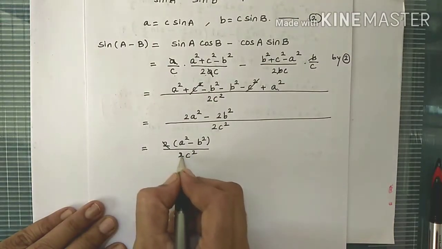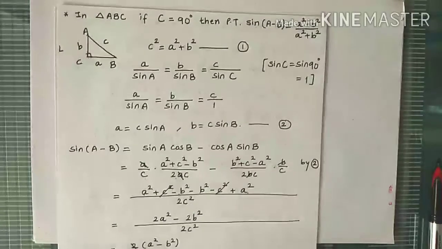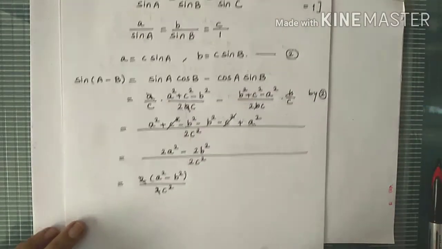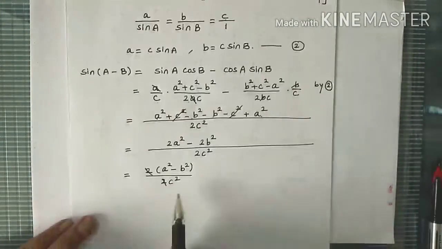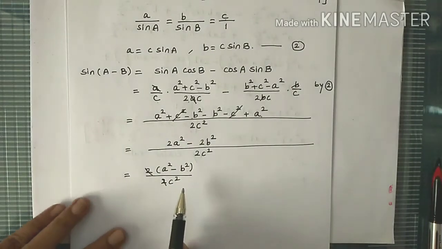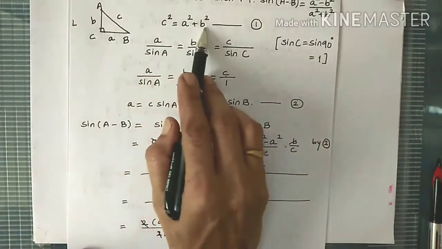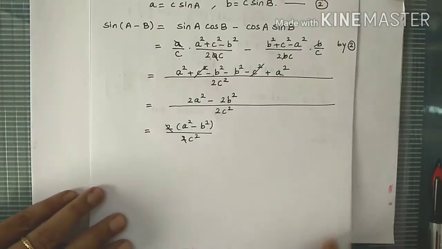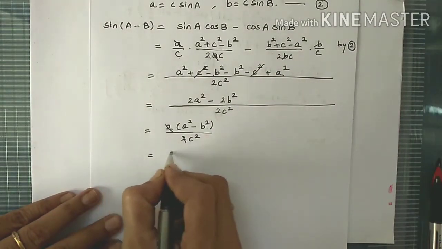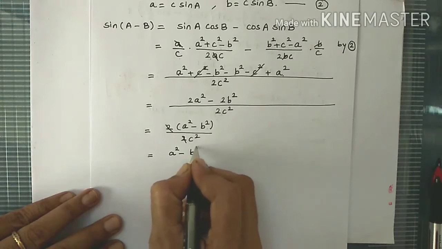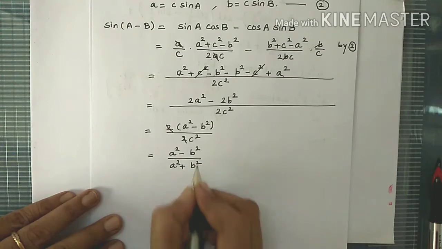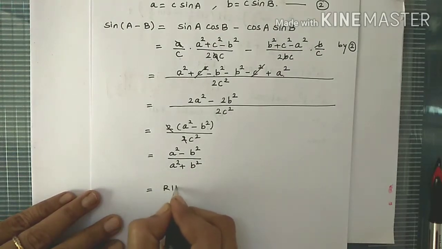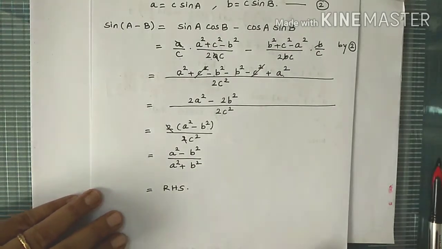Now 2 gets cancelled. So in the right hand side, the numerator is A square minus B square. Now we have that A square minus B square. In the denominator, we have to prove that it is A square plus B square, and now we are having the denominator as C square. But by equation 1, C square is A square plus B square. So we can replace this C square by A square plus B square. So A square minus B square divided by A square plus B square, and that is equal to right hand side. So this is the proof.